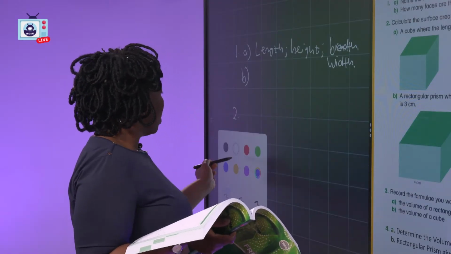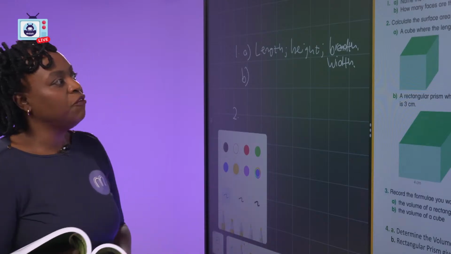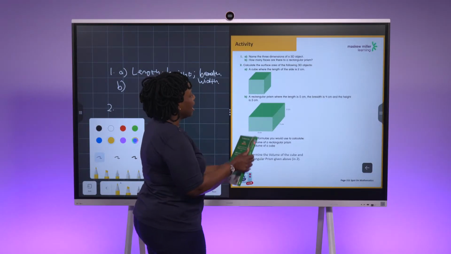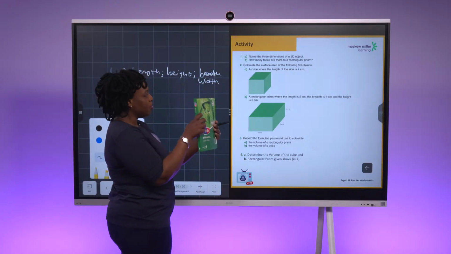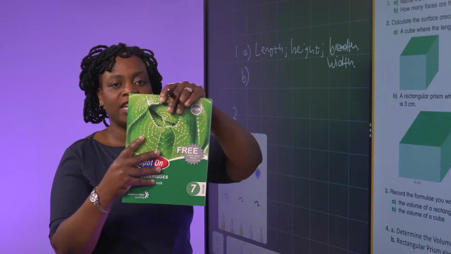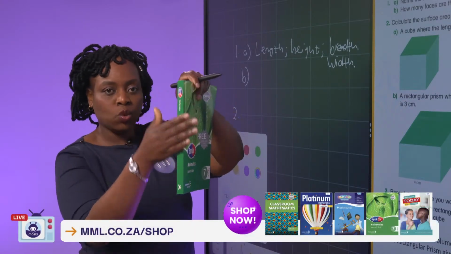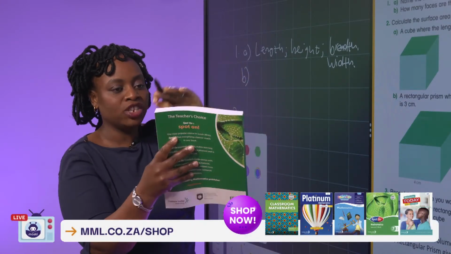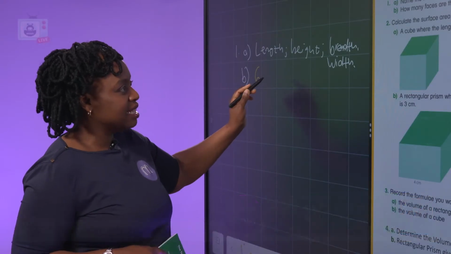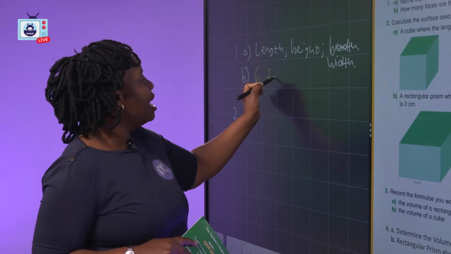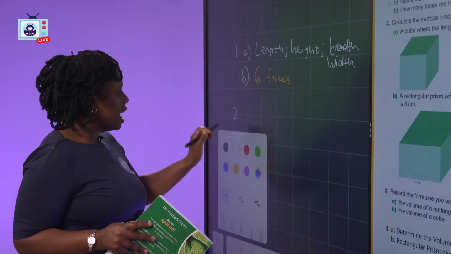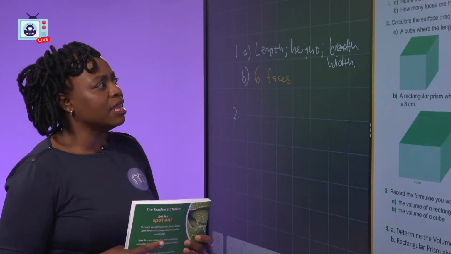Then the next one, they said, how many faces are there in a rectangular prism? I'm actually holding a rectangular prism here. You can just remember how many faces. So these are the faces. What you see is what the face is all about. So you can just count them. And in my context, I see 6 faces, or there are 6 faces. So you just have to literally count them and then write them down.